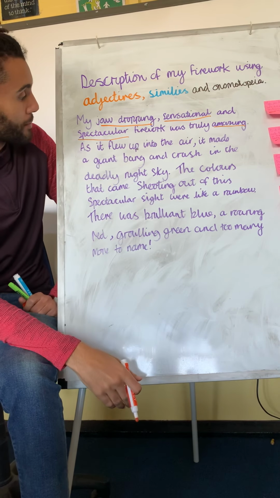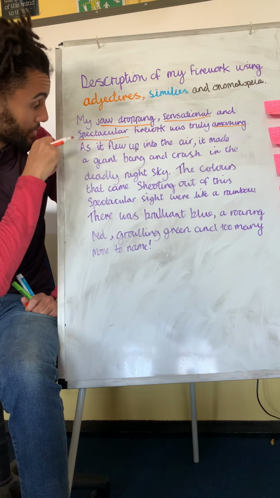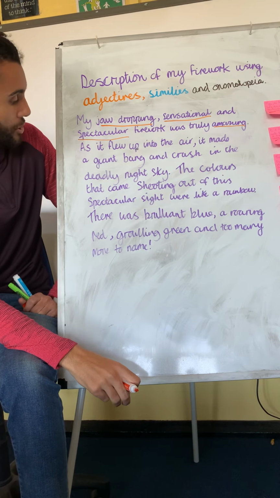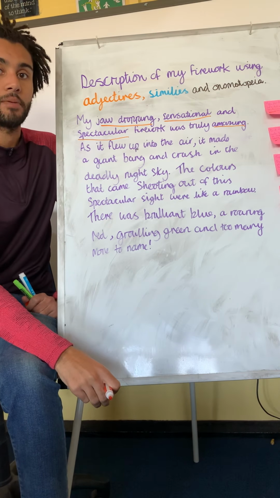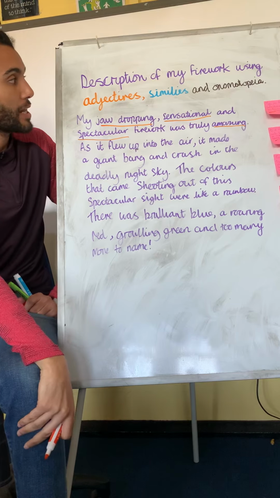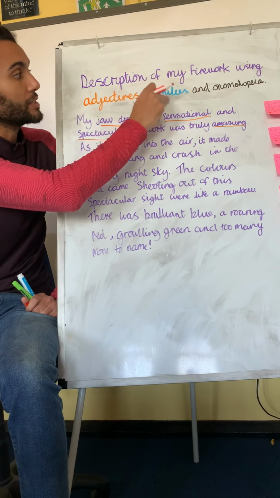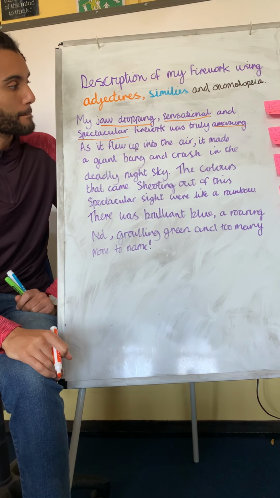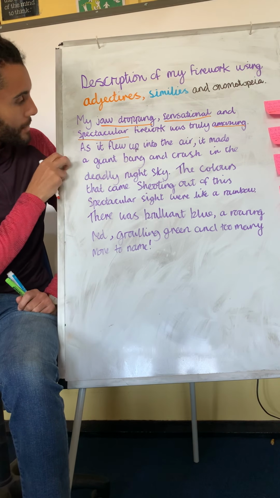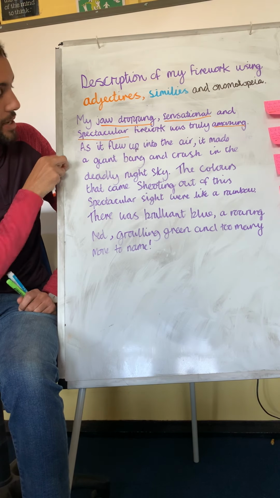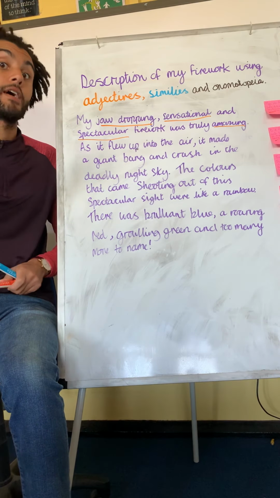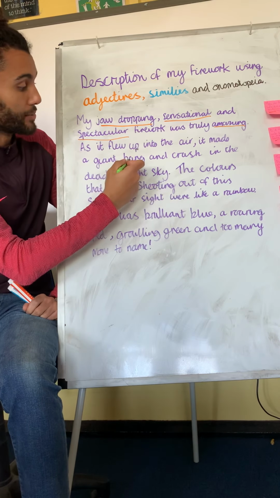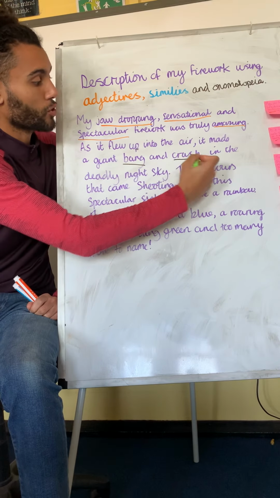Let's read through that second sentence. As it flew up into the air, it made a giant bang and crash in the deadly night sky. You can pause it after this again. I want you to think about which of these we've included. Have a think. As you can see here, I've included an onomatopoeia, or rather 2 onomatopoeias. We've got bang and we've got crash there.